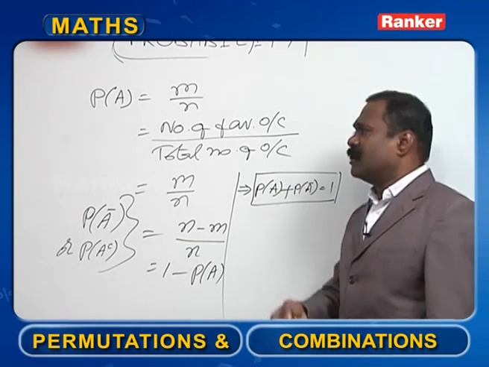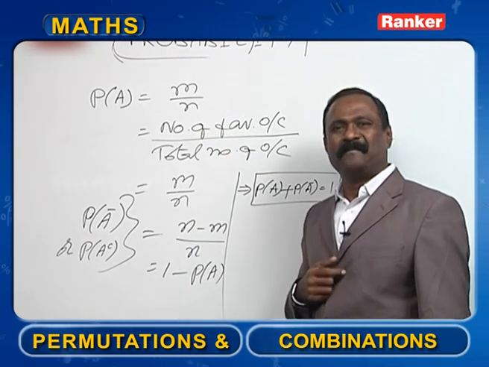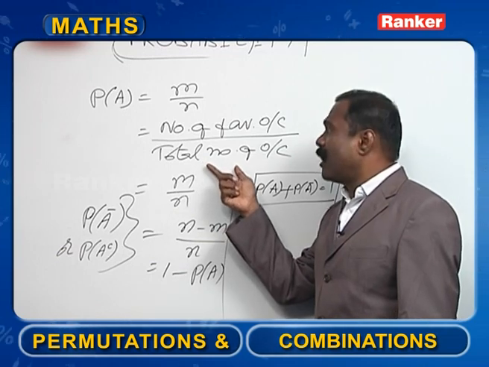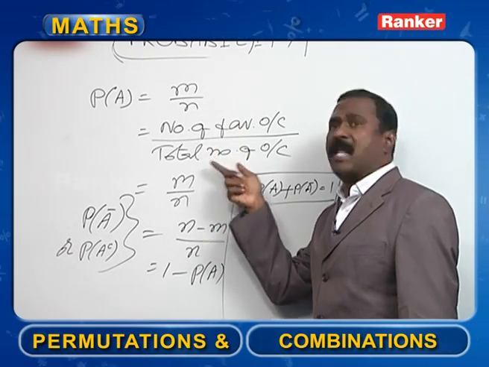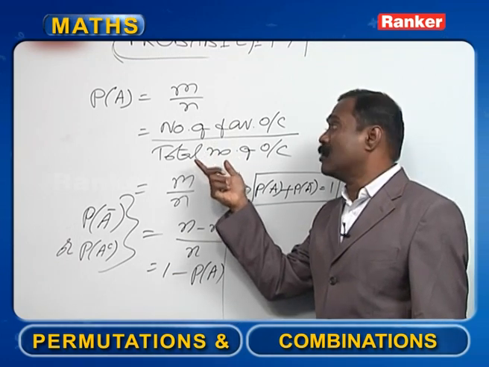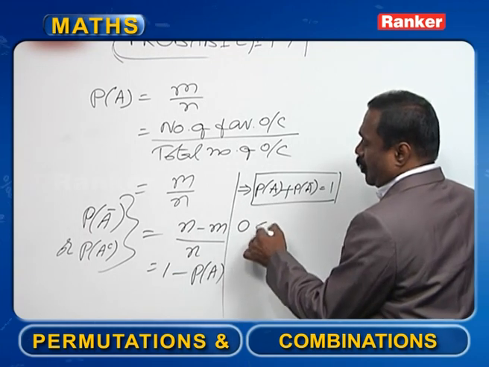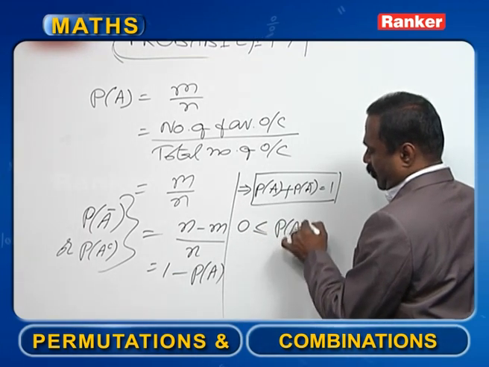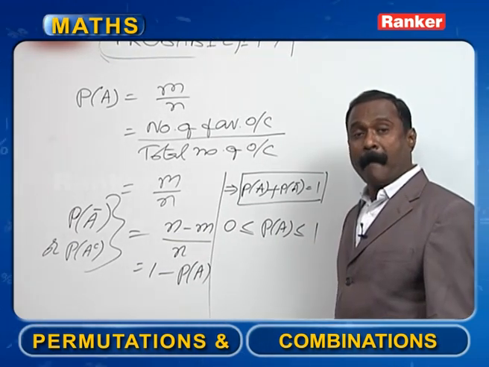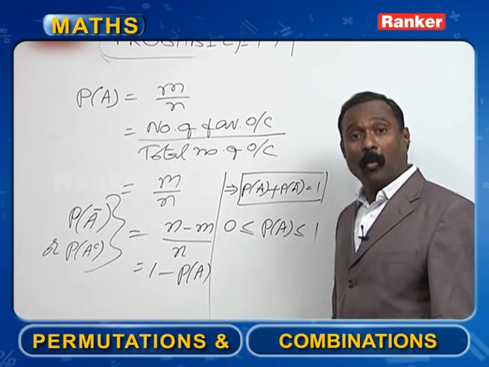It is clear because the numerator is contained in the denominator. That is why the numerator will always be less than or equal to the denominator, and then it will never exceed 1. That is why the value of probability always lies between 0 and 1: 0 less than or equal to P of A less than or equal to 1.